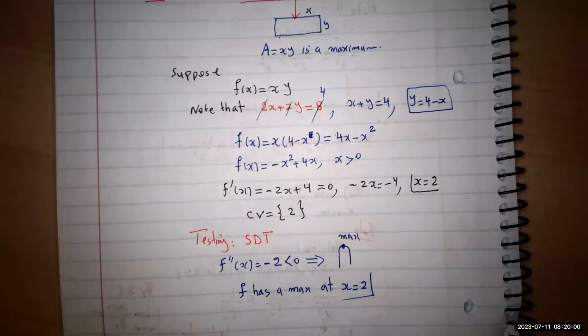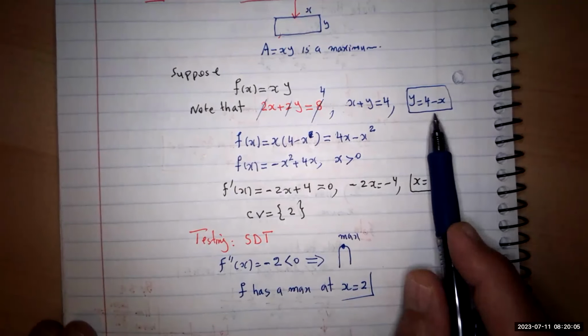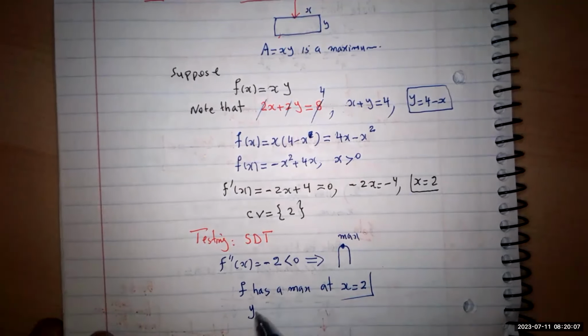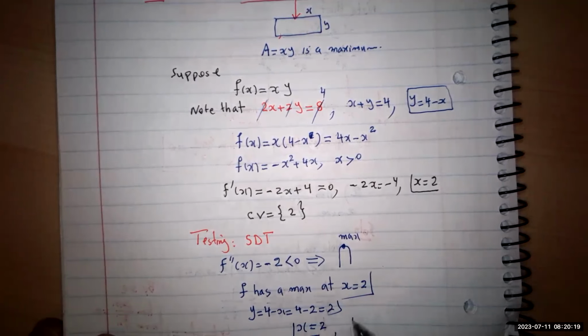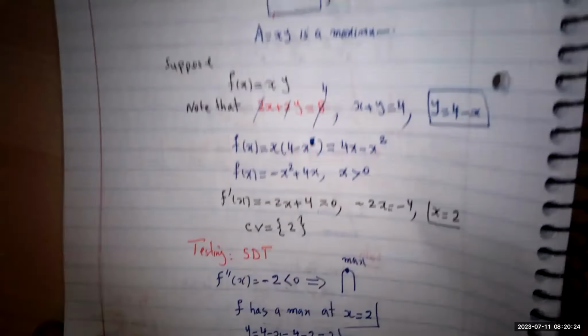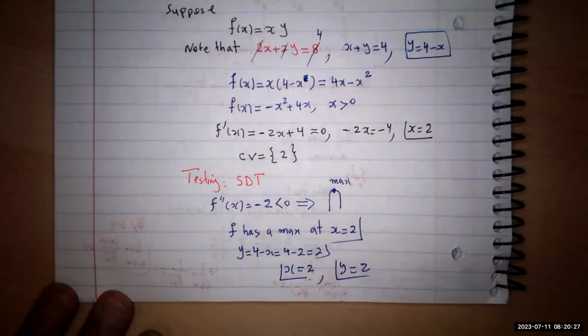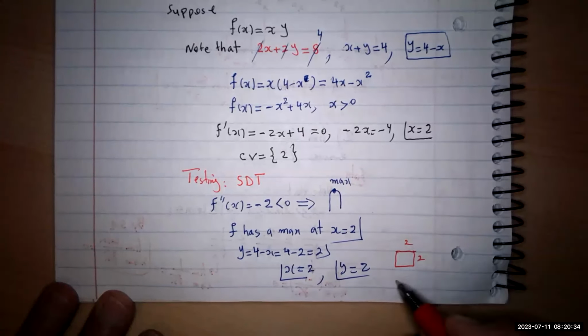That's it. Remember, we are interested in x and the y. So this is x, you put it over here, you get the y. So y is equal to 4 minus x, which is 4 minus 2, which is equal to 2. So the final answer is that x is equal to 2 and y is equal to 2. So this means if you want to get the largest area, you have to do the fencing so that you are going to have a square, 2 by 2.